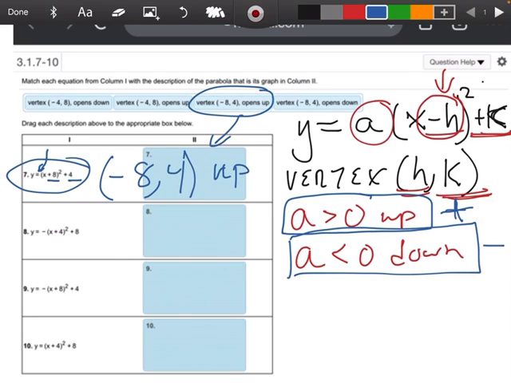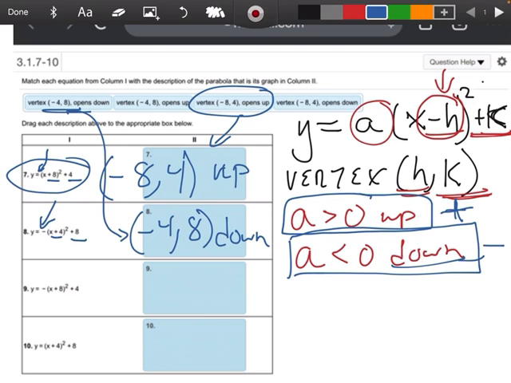I'm going to do the same thing for number 8. I'm going to look at this part here. So remember, the first number on the inside, the sign's going to change, negative 4. The second number stays the same. If I look at the number in front of my parentheses, it's negative. So since it's negative, my graph's going to open down. So I'm going to say, okay, where is negative 4, 8 opening down? Oh, it's this one right here.